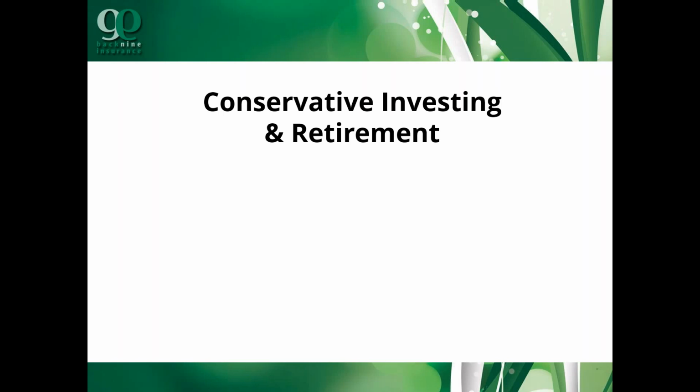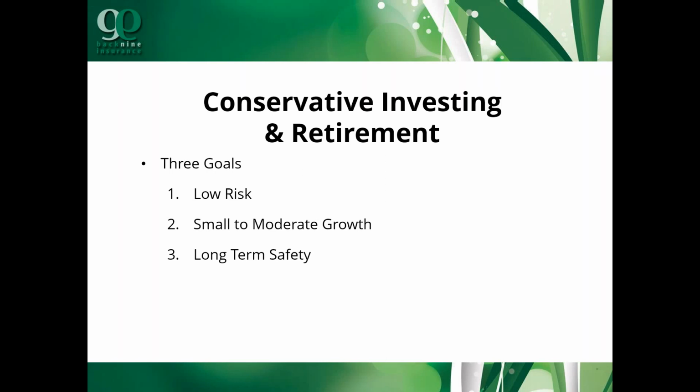So when we're talking about the conservative portion of a portfolio, there's generally three goals clients tend to have. We're going to have low risk. They're reaching that retirement age. They don't want the volatility in the markets to affect their portfolio. They need to make sure that their money's safe. They're also going to expect small to moderate growth. We don't want to just stuff it in a mattress or in a low-earning CD. We need to still make sure our money's working for us, but in a safe, moderate, low-risk environment. And then again, it's long-term safety.